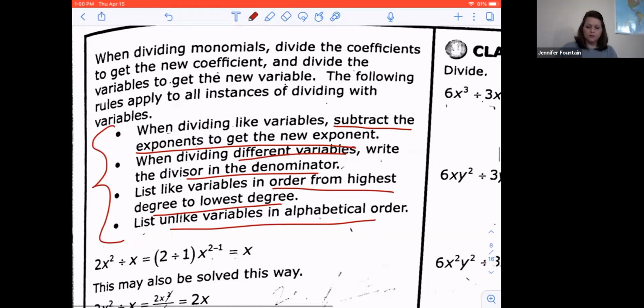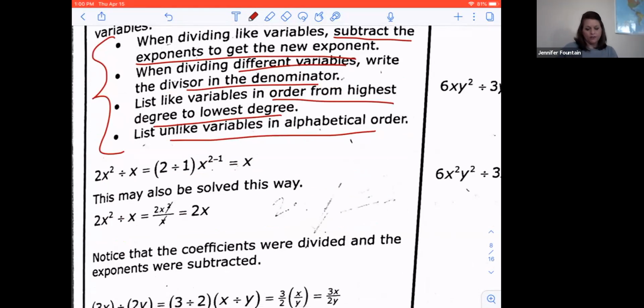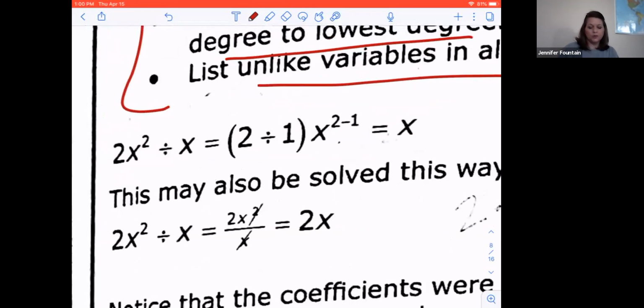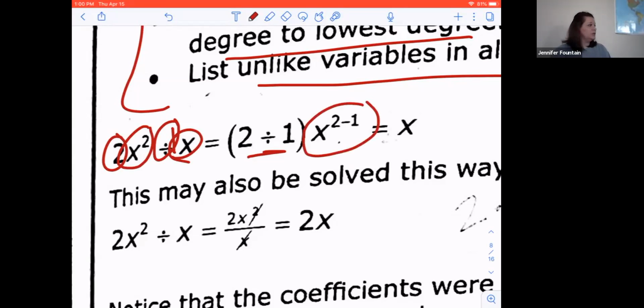Okay. So in this example, I have 2x squared divided by x. So if I think about 2x squared, remember my understood coefficient of x is going to be 1. So I've got 2 divided by 1, and 2 divided by 1 is going to be 2. And then I look at x squared divided by x. This is where I think of x squared with my exponent of 2, but now I'm going to subtract my exponent of 1 from my other x.